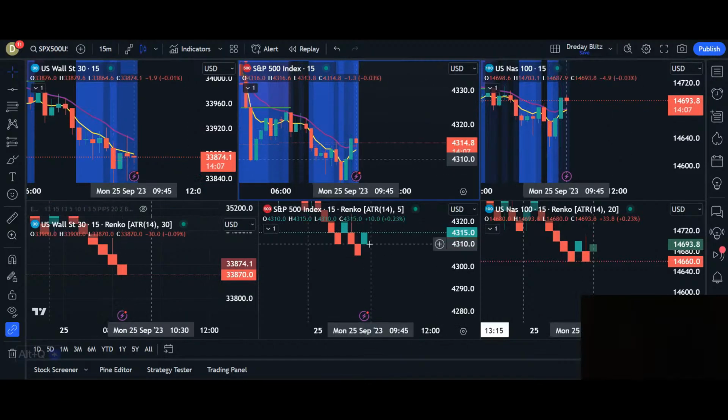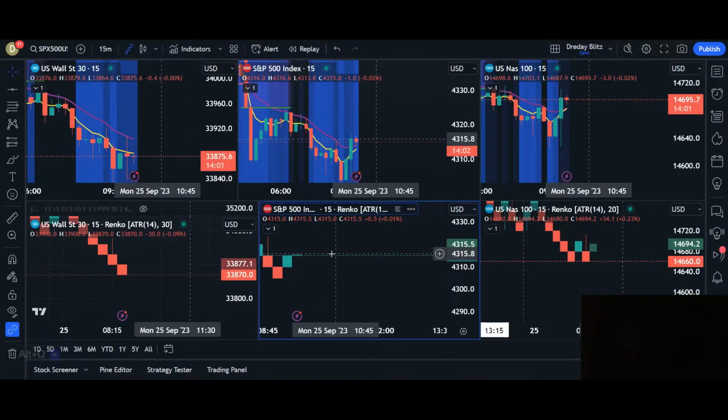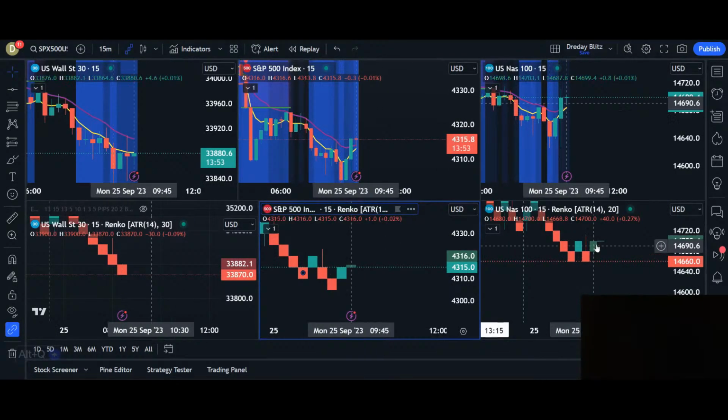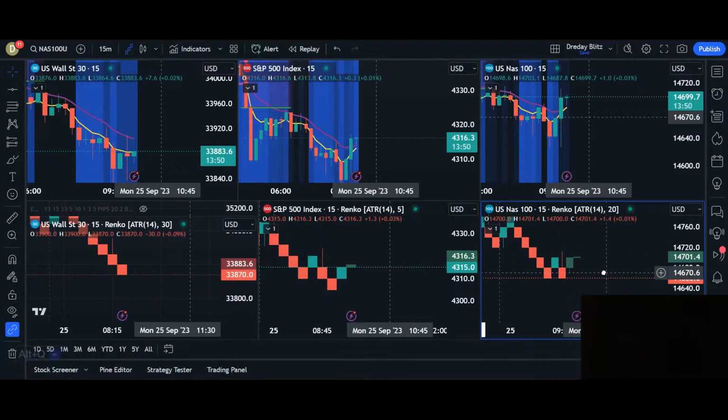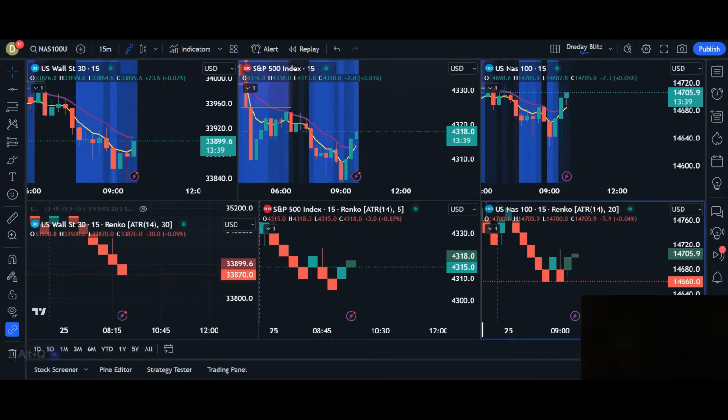Still looking on the Renko Bars, it's looking bullish. Okay. And for NASDAQ, looking bullish. The Renko Bar is not fully completed yet. But like I said, overall, I'm looking for a bullish movement overall. So this is basically the first 15 minutes of the market, so we'll wait it out.